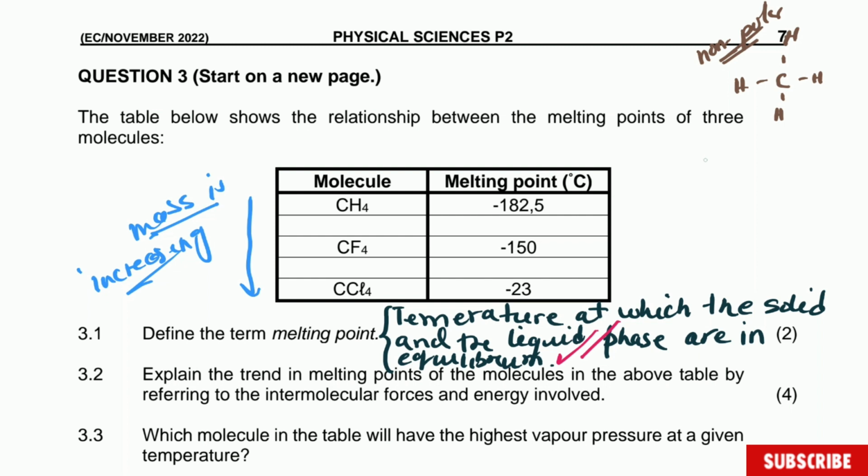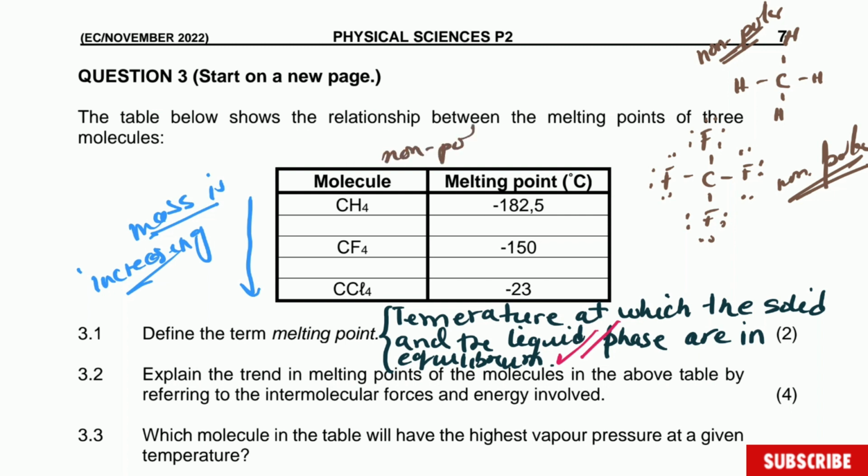The second molecule is CF4. We do it like this, and it's exactly the same. All of them look exactly the same. The difference is the atom, fluorine in this case. This molecule is also non-polar. I'm not going to do the last one, it's exactly the same, but all of them are non-polar. Therefore, all of them will have London forces between the molecules.